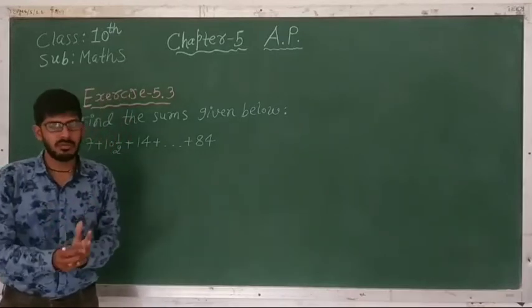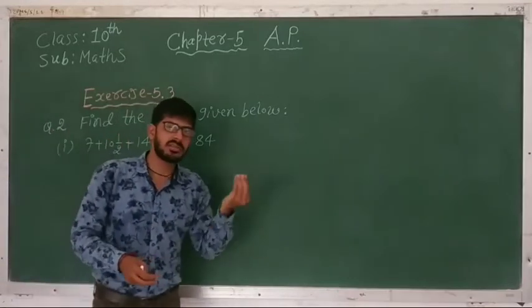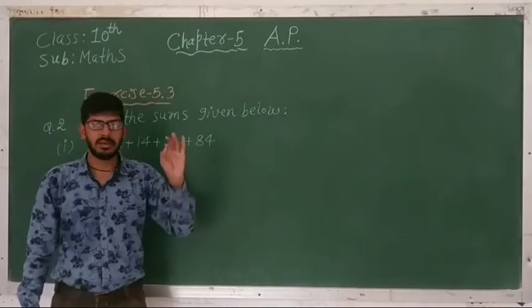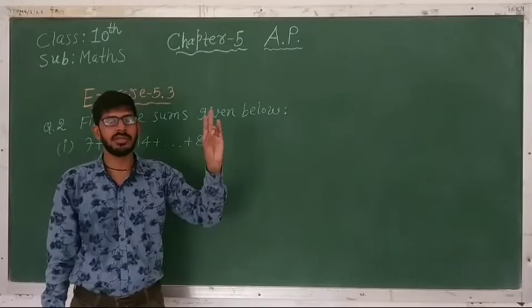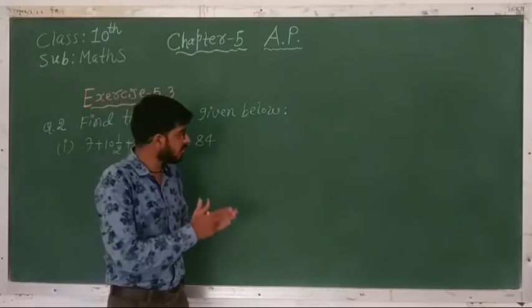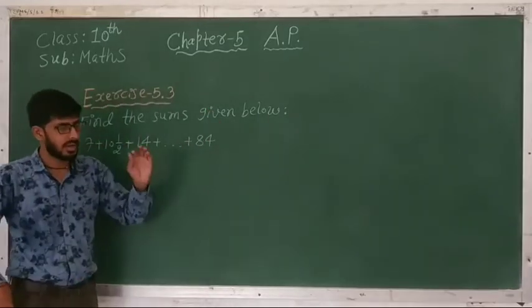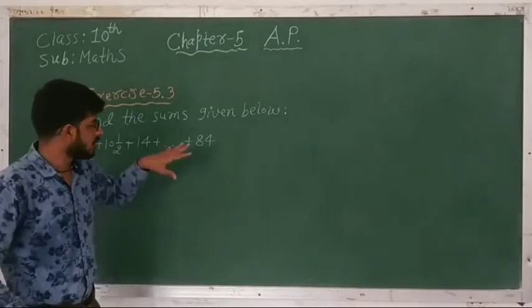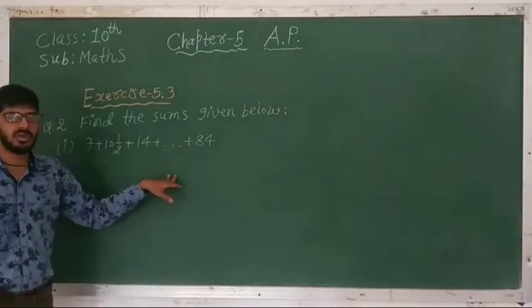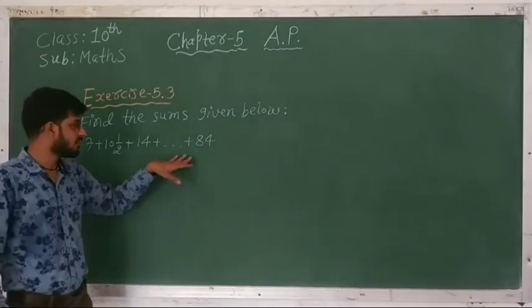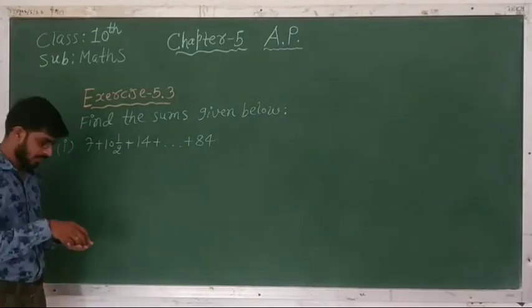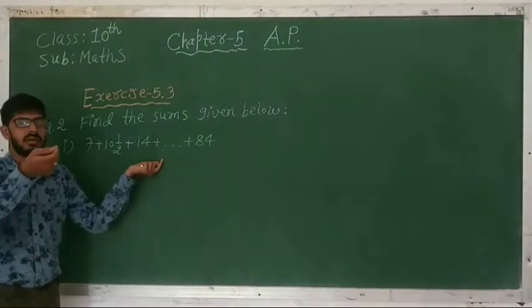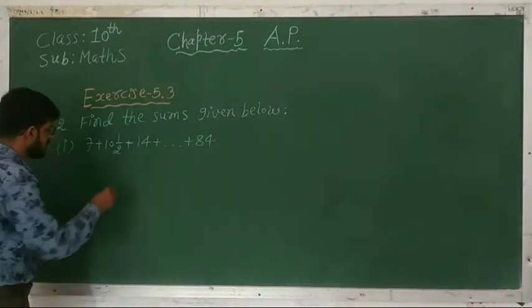For finding the sum, we require 3 things. First is a, the first term, second is the common difference d, and third is the number of terms. Here the number of terms is not given, but in question number 1 it was given. So first of all, we have to find the number of terms from the given AP. How to find the number of terms? We have to use the formula of n. Now see here.